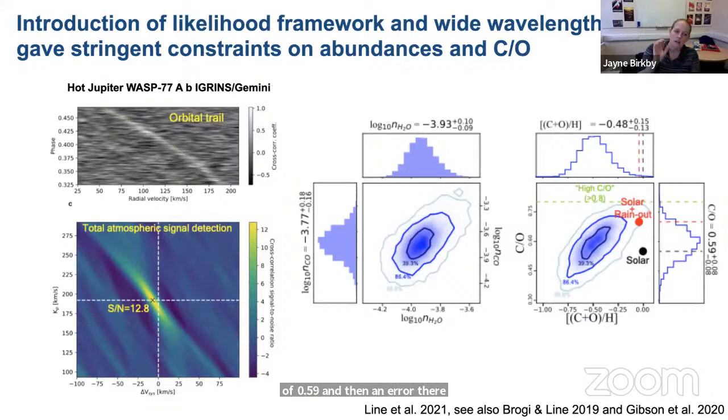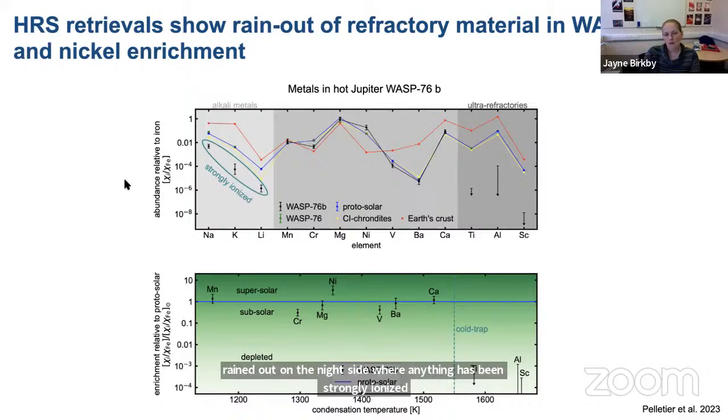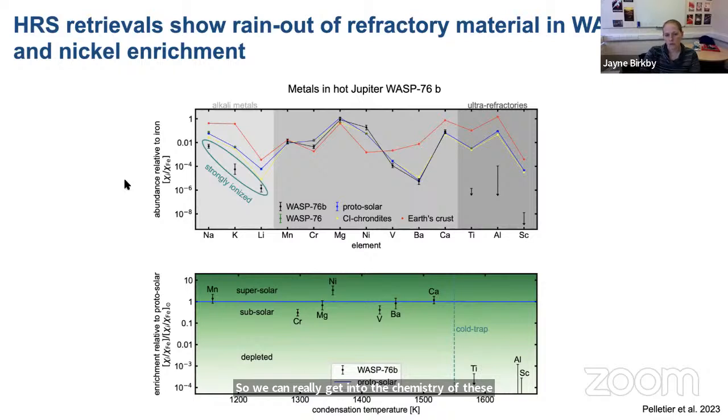So actually, this work for hot Jupiters is competitive with JWST in that we can achieve similar results for carbon to oxygen ratios and abundances for these ultra hot Jupiters. So we can do some of this from the ground. We can use this to have a look at what's going on in the atmosphere and see whether, for example, the atmosphere is enriched compared to the protosolar values, and whether we can see any refractories, for example, that have been trapped, rained out on the night side, or whether anything has been strongly ionized. So we can really get into the chemistry of these atmospheres. And ultimately, in the future, this is what we want to do for rocky planets as well.